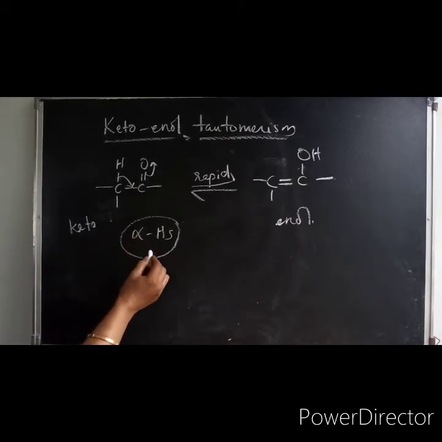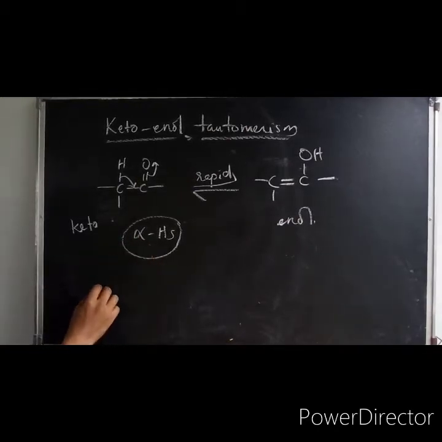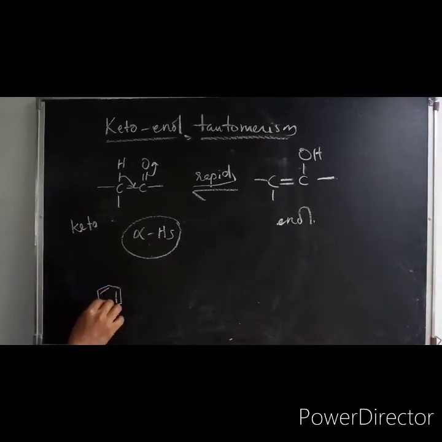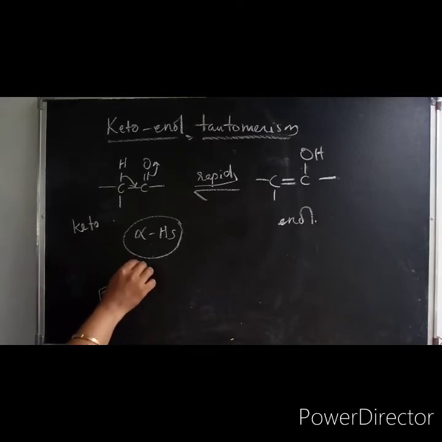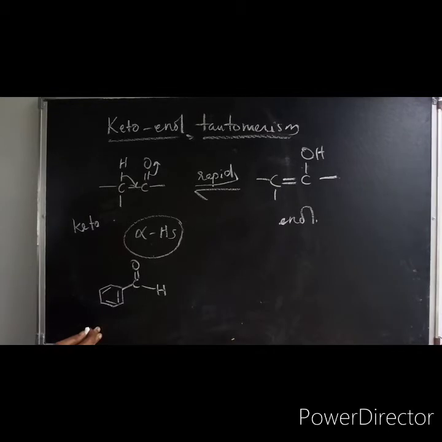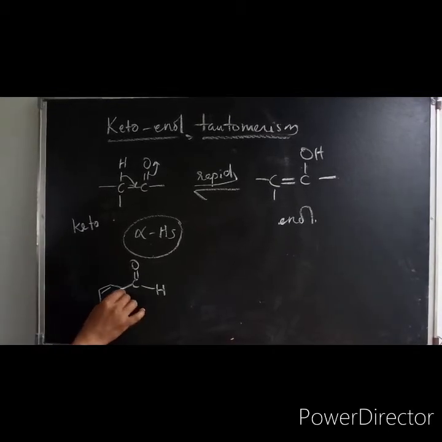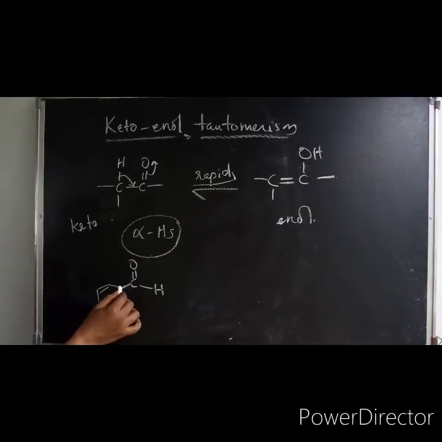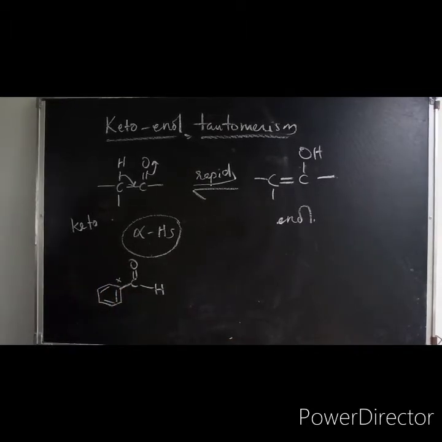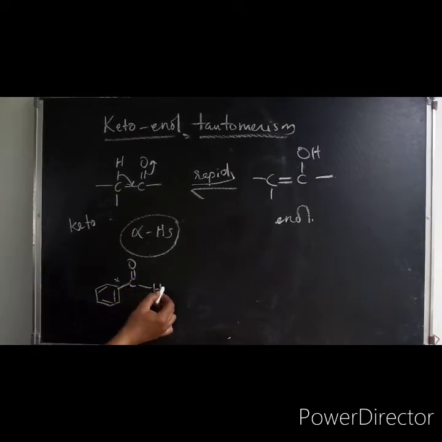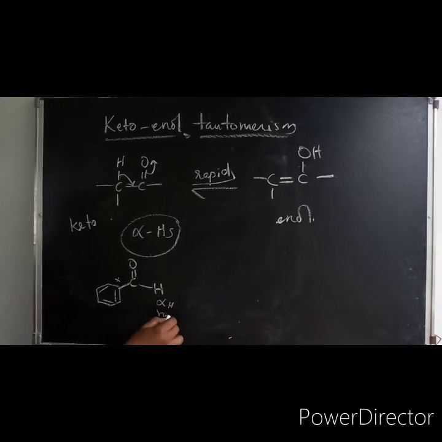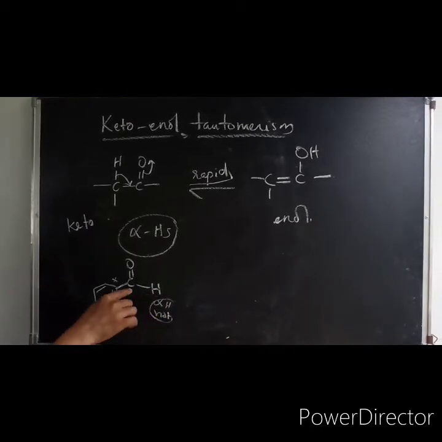As I said, it should have an alpha hydrogen. So if I am writing an example like benzaldehyde, C double bond O H. Now, looking here, does it have any alpha hydrogen? This carbon, if you see, 1, 2, 3, 4 valencies are satisfied. This carbon doesn't have any alpha hydrogen. What about this side? A hydrogen is there, but it is not an alpha hydrogen. Why? This hydrogen is attached to the carbon.